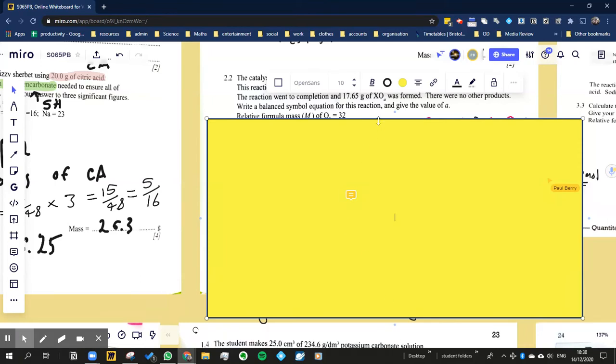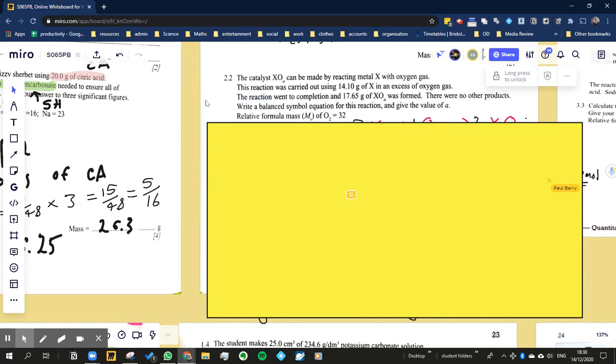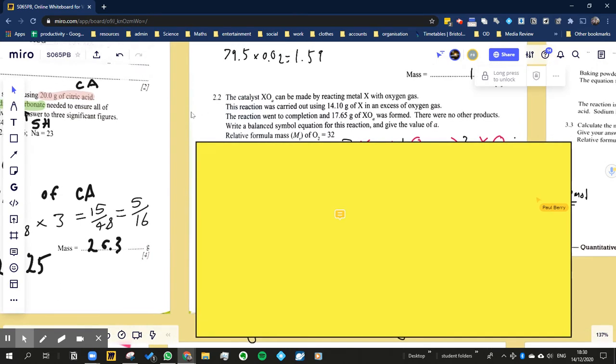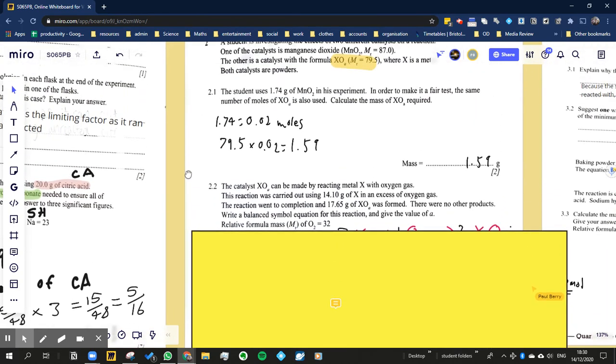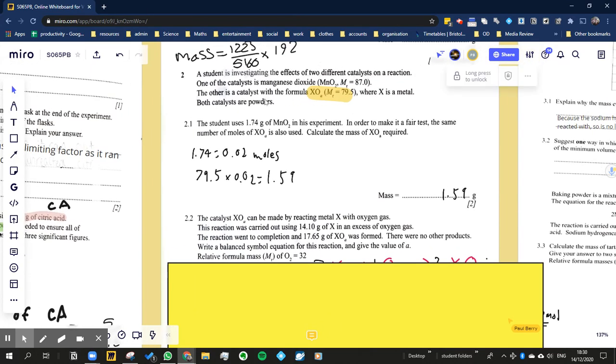Right. So this is a particularly hard question on moles, and it's in the 8 to 9 targeted grade workbook. We've already had a previous question on it, and it was about this unknown catalyst, which has the formula XOA. So that could be XO2, could be XO3, but within the formula there is one atom of X in each.